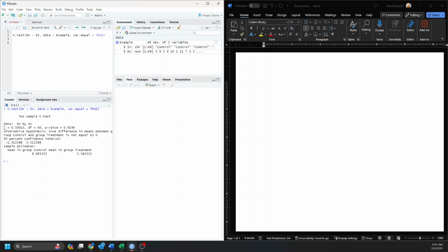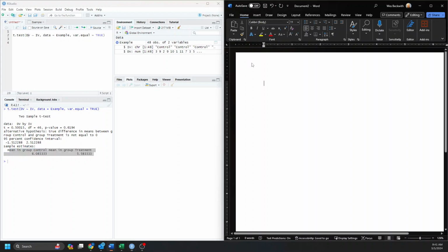So when we look at this, we can see we have our observed t statistic, our degrees of freedom for the test, and then our exact p-value for the test. It will also report down here at the bottom the actual sample means in the control condition and the treatment condition.